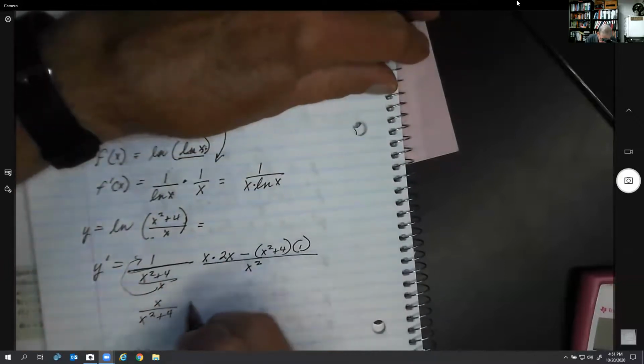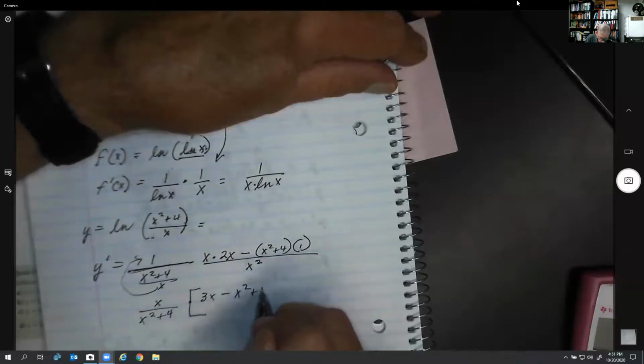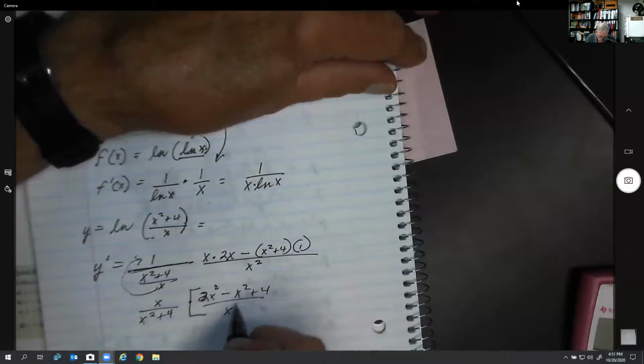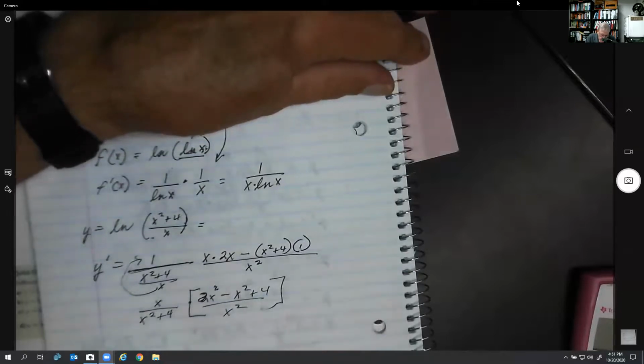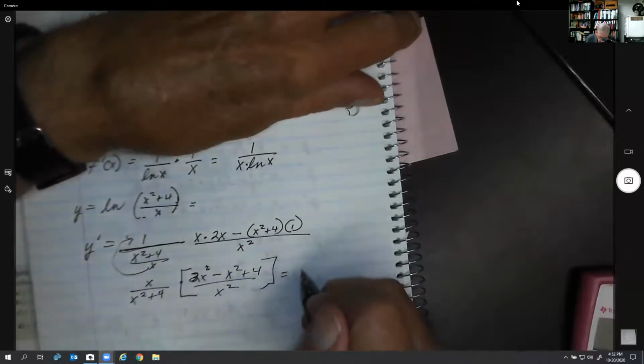Okay, times, let's put a big parentheses here, 3x minus x squared plus 4 over, this should be 3x squared. This should be 2x squared. Why am I coming up with this? 2x squared minus x squared plus 4 over x squared. Oh boy. Let's simplify that. I'll just do it over here.